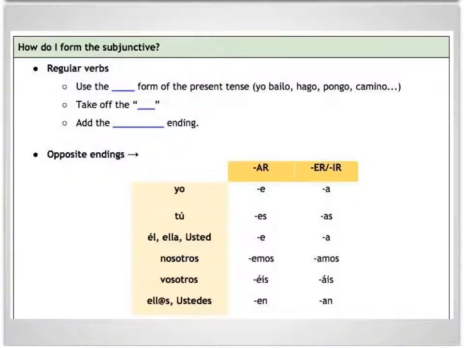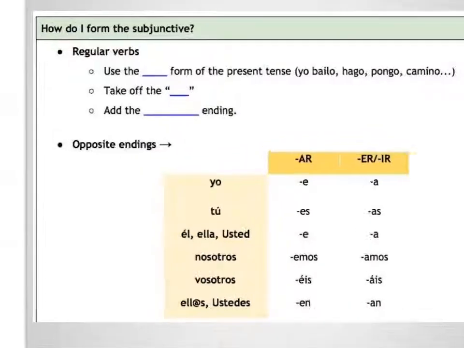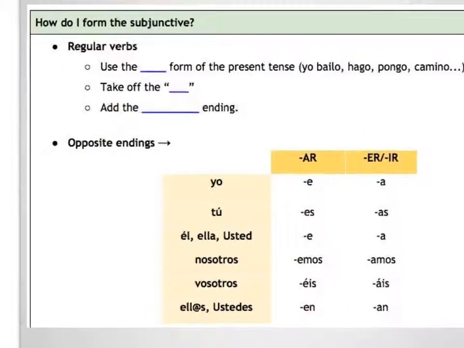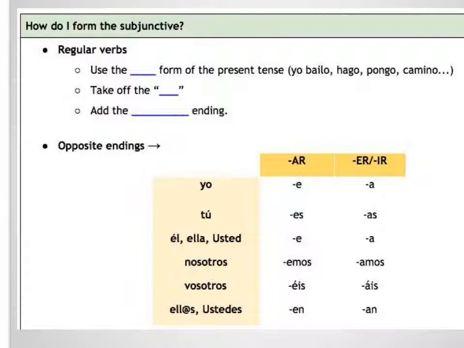All right, now, how do I form the subjunctive? Well, this might seem a little bit strange, but to form a regular subjunctive verb, you have to start out with the yo form of the present tense verb. Okay, so if we're looking at a verb like bailar, the yo form of bailar is bailo. Yo form of hacer, hago. Pongo, camino. The yo form of the present tense indicative.